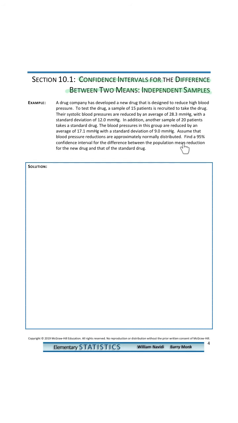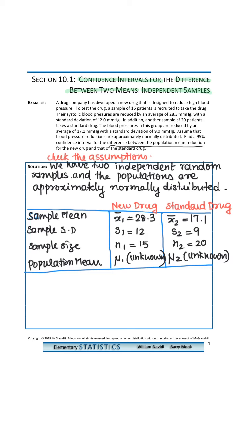Okay, so we need to find a 95% confidence interval for the difference between the population means, that is, the difference between the population mean reduction for the new drug and that of the standard drug. At first I am going to write down all the given information in table format, so it will be easier while calculating the point estimate and the standard error. And I am going to write down the formula at the top.